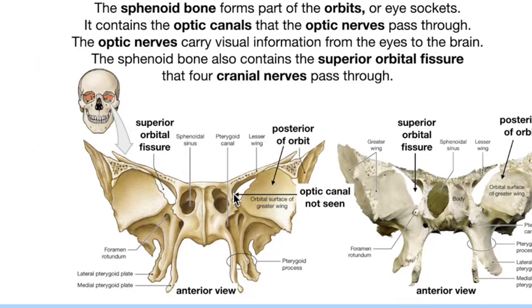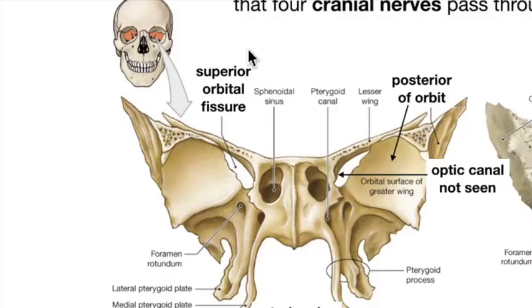Now, you can't see the optic canal in this anterior picture because it's a little bit on the medial wall of the sphenoid, but we'll be able to see it in the next picture when we're looking from the other side of the sphenoid bone. What we can see very well is the superior orbital fissure, which is a passageway for 4 cranial nerves that are coming from the brain and going to muscles in the eye socket.